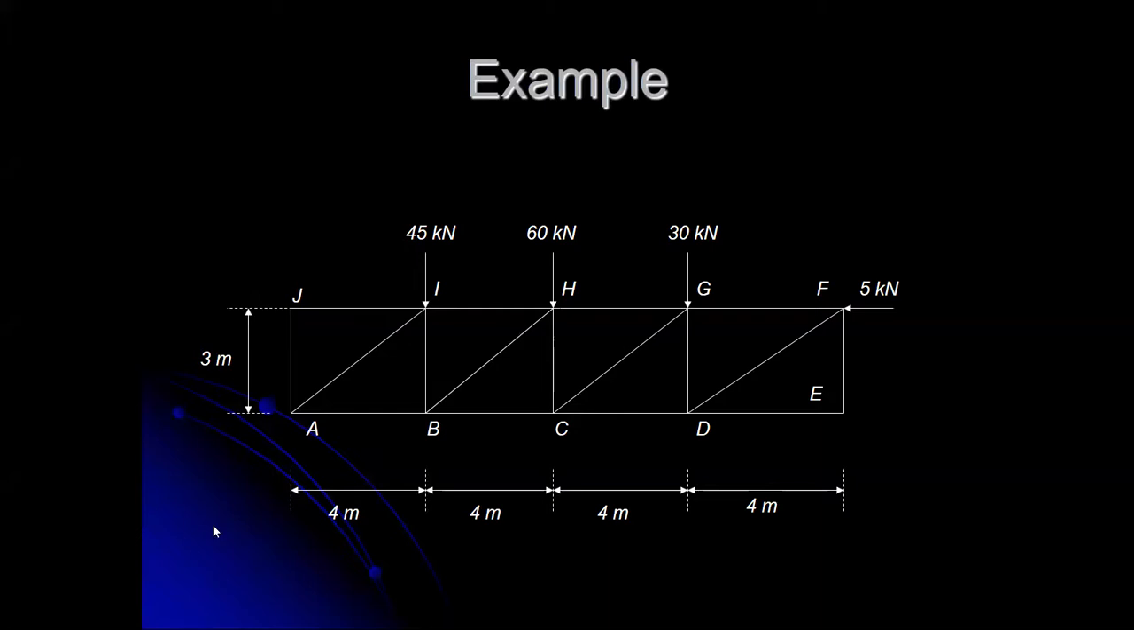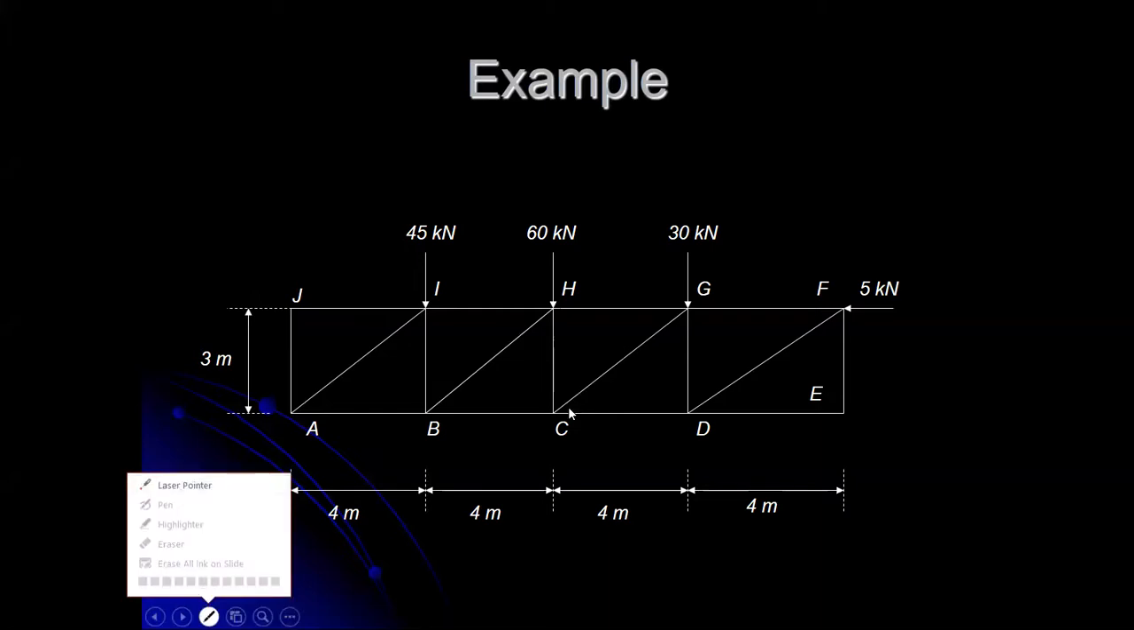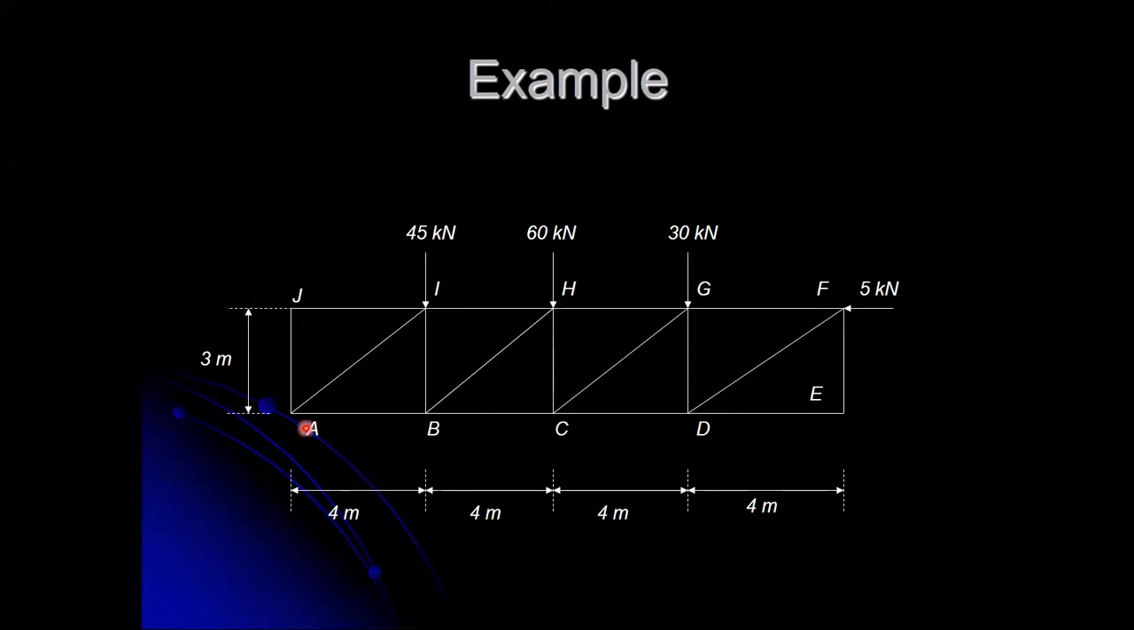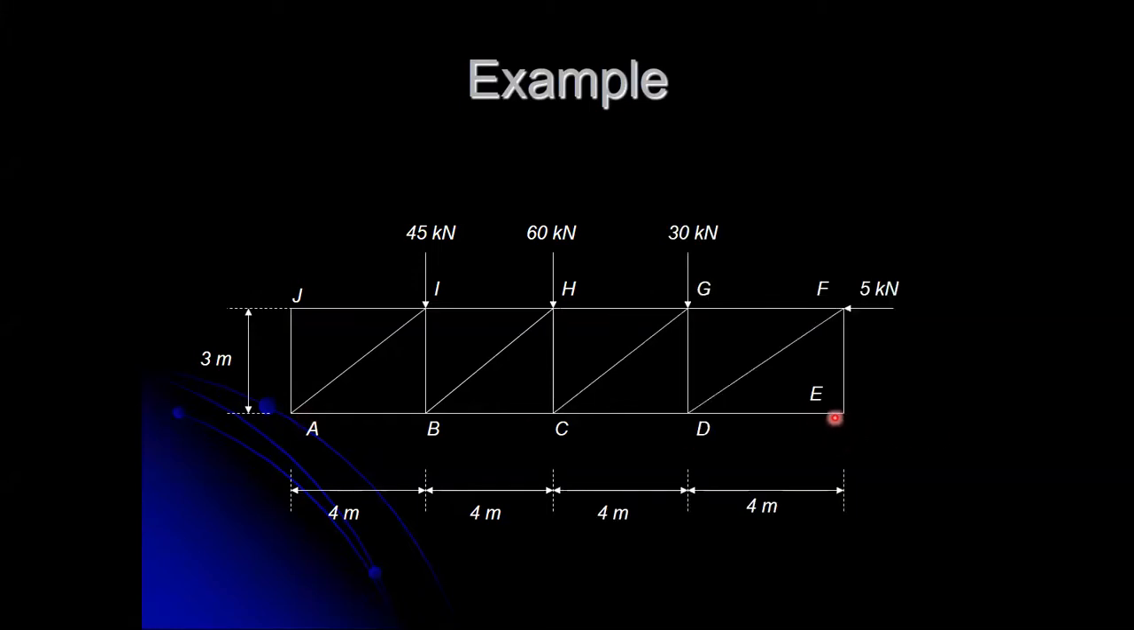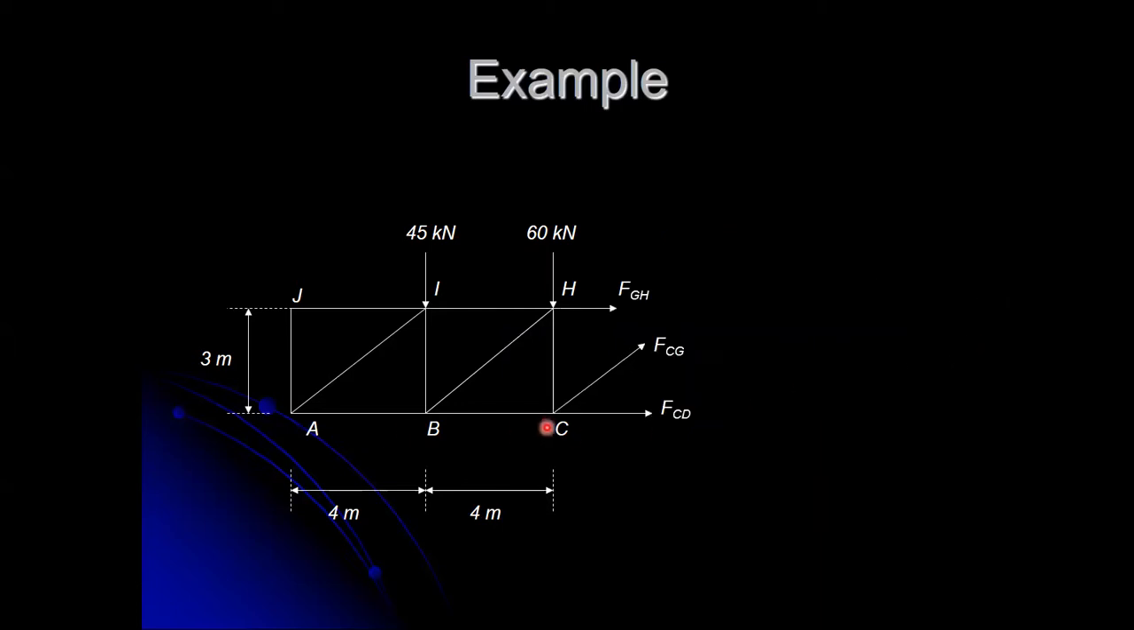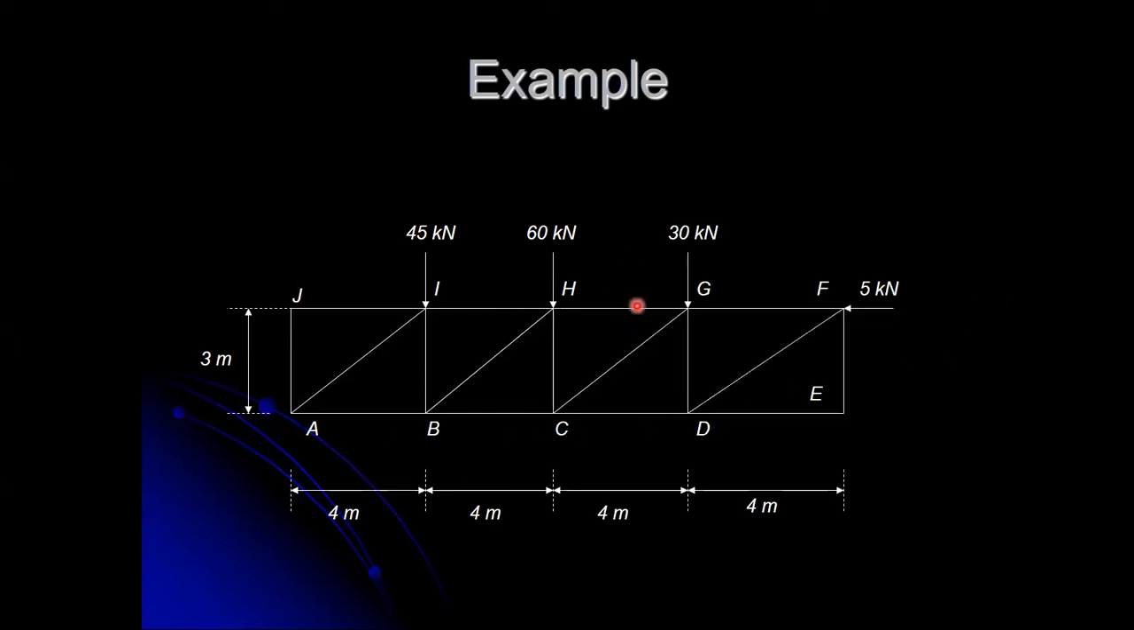On this one, let me see here. This one should have a pinned support at A and a roller support at E. It's got lots of members here. We're only really interested in what's going on in members CG, CD, and GH. So those are the three members we're after.